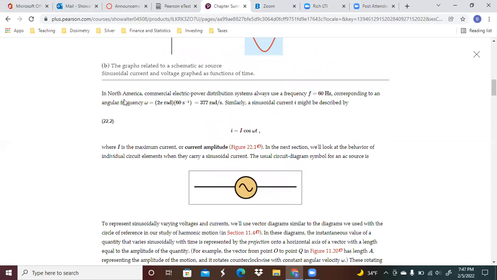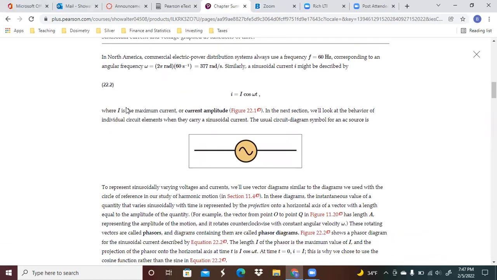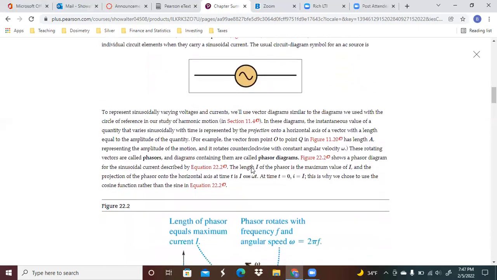Now, obviously, here in the States, commercial electric power distribution systems always use a frequency of 60 hertz, corresponding to an angular frequency of 377 rads per second. Similarly, a sinusoidal current might be described this way. This I is the maximum current or current amplitude.